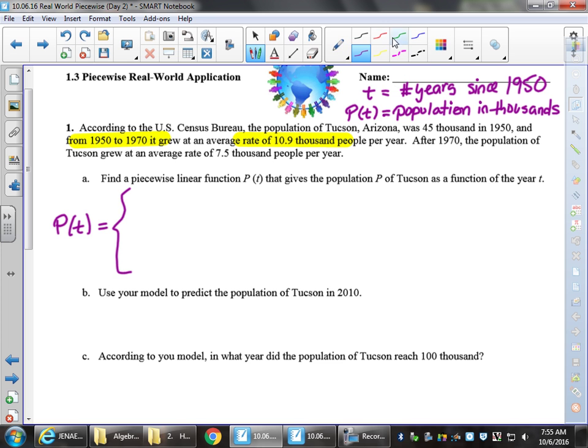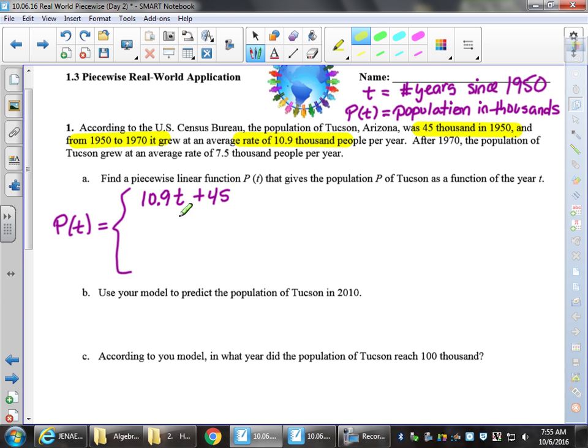So how am I going to write that as a rate? Because we define this in thousands, all I need is 10.9 T. Don't have to add any zeros or anything. Now she's picking up on what this 45 is. Plus 45. Very good. This is my initial population in 1950. So here's my initial value, which makes sense.